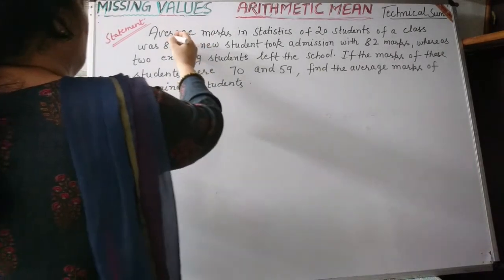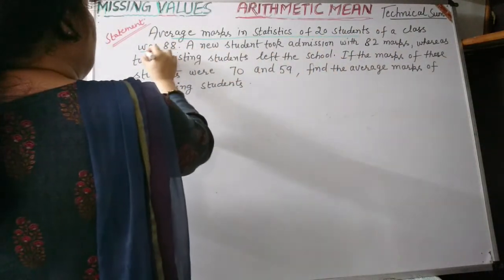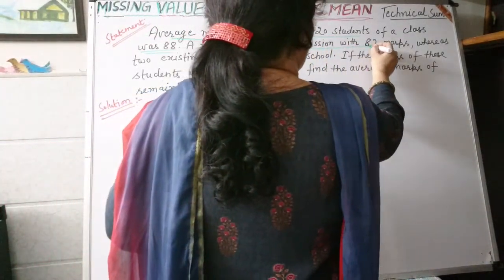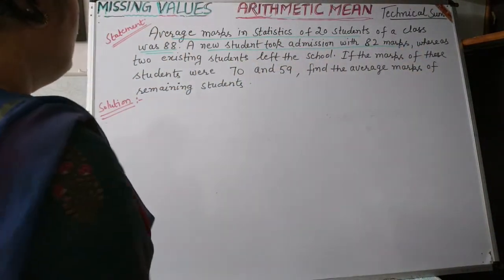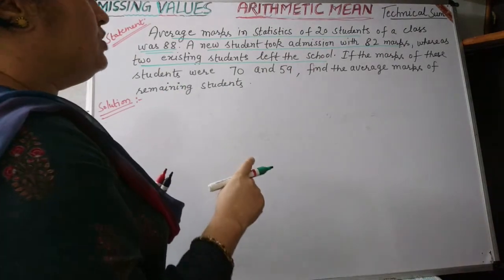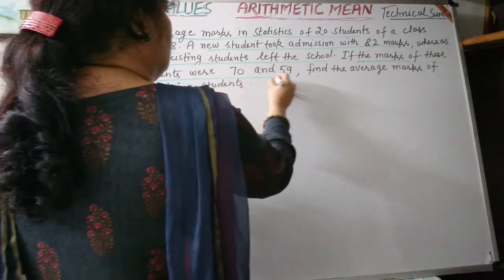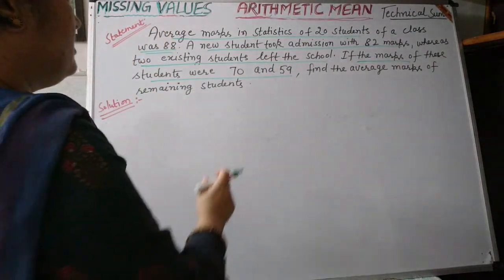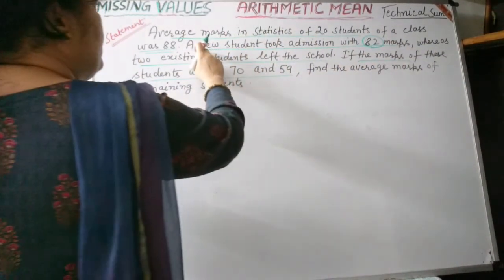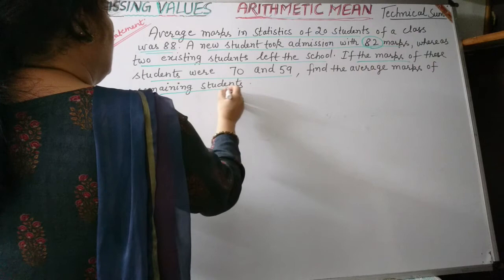So in the statement, average marks in statistics of 20 students of a class was 88. This information is given. A new student took admission with 82 marks in the school, whereas two existing students left the school. One more student took admission and two students left the school. If the marks of these students were 70 and 59, it means these are the marks of those who have left the school, and 82 are the marks of a new student who has joined the school. And we have to find the average marks of the remaining students.